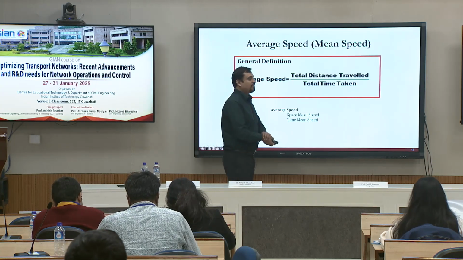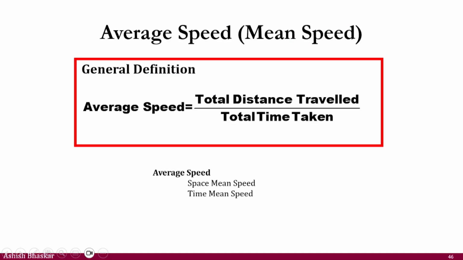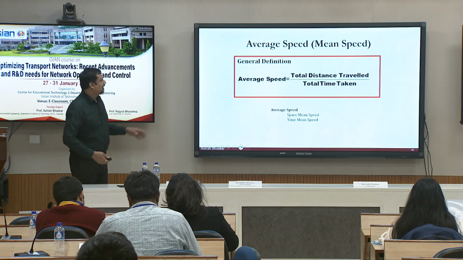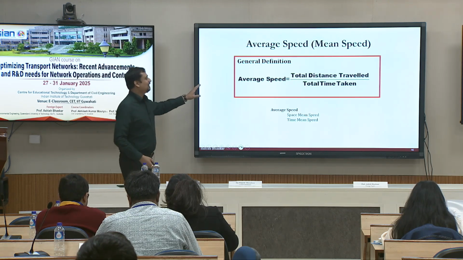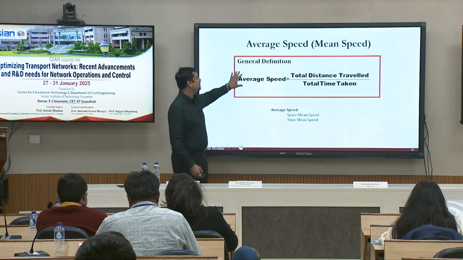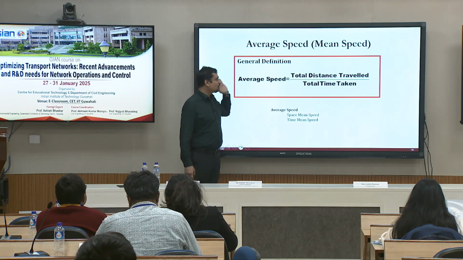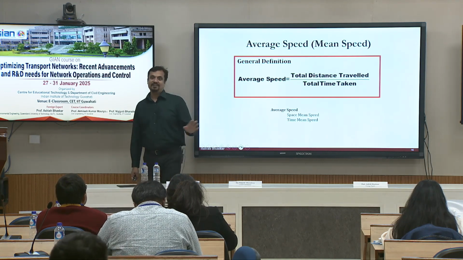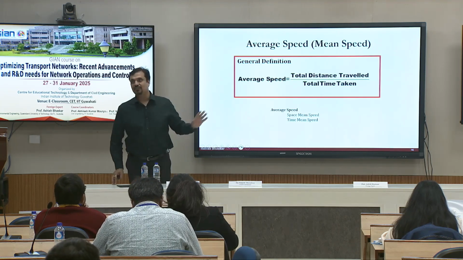I want to discuss the average speed. It sounds very easy that average speed is just an average speed, but in traffic engineering there are two separate concepts: the time mean speed and the space mean speed. I will be honest, when I was undergrad, I didn't understand the difference between the two. It took me a while to understand when I had to teach my students. So we go back to the average speed as the generalized definition. Average speed is always total distance traveled over total time taken.